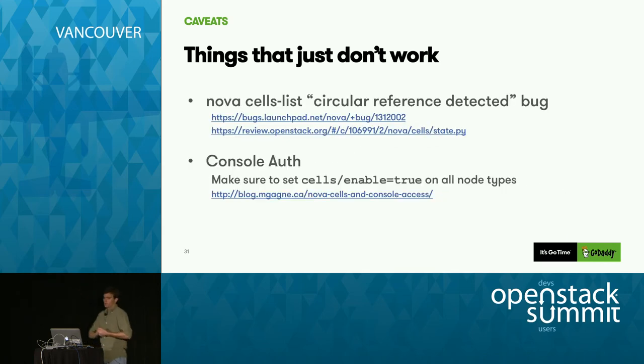There's also a circular reference bug that happens in the Nova CLI, where you do a cells list command. There's a bug for it, and there's a patch. I don't think it's been merged, but I was able to pull that patch into our side, and it seemed to fix it. Not really a huge thing, unless you need to be using the cells list command a bunch for some reason. That wasn't really a problem for us, but that's something you can look at if it's an issue for you. There's also a thing with console auth where you need to make sure that service knows that you're running under cells. If you look at Matthew's blog, he's got a good write-up about that. He's the one that actually figured that out. That wasn't something that affected us because we already had it enabled, because it was running on the same machine. So just something to note there.